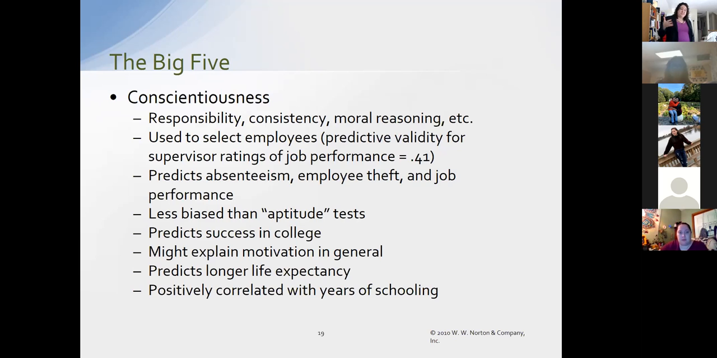There are some theories that conscientiousness may underlie motivation in general. So this might explain human motivation, which is really interesting. It predicts longer life expectancy, probably because you're conscientious about your health, right? You're going to go to the doctor more quickly if something's wrong. You're going to probably exercise, eat well, things along those lines. And it's positively correlated with years of schooling, which makes sense, right? The more conscientious you are, the more motivated you are, the more you may apply yourself to an undergrad or a post-undergrad degree. So that's conscientiousness.